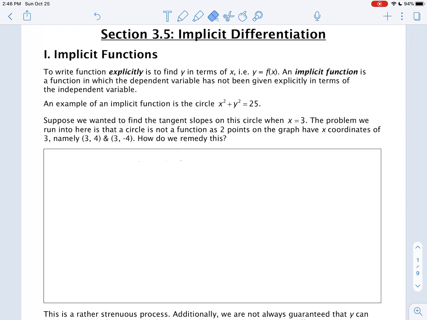Hello, good people. This is section 3.5 of James Stewart's Calculus Early Transcendentals book, and we are on the topic of derivatives. And today we're going to go over implicit differentiation and what its process is.